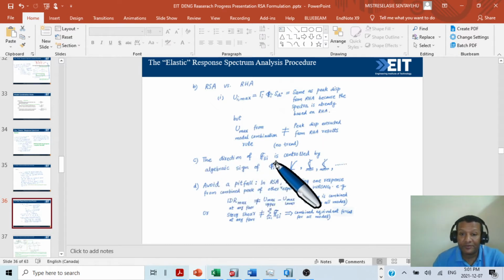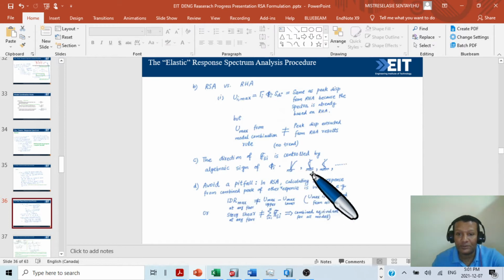The direction of the force is controlled by the algebraic sign of the phi, because the force will have the same direction as the mode shape. This is the first mode, this is the second mode, this is the third mode. Again, this is a pitfall.